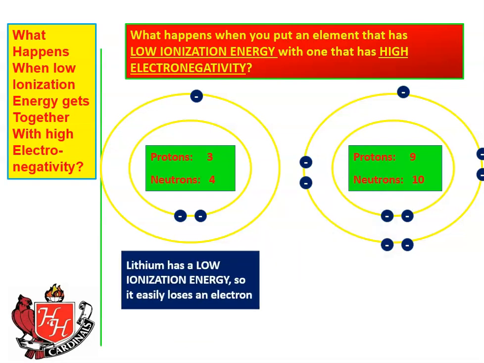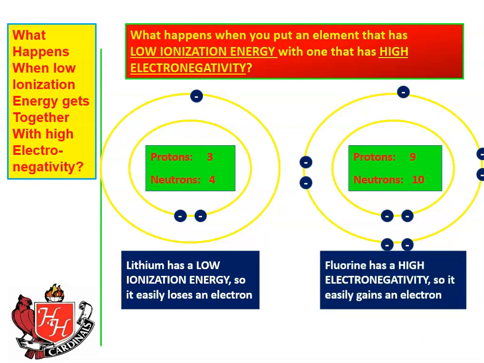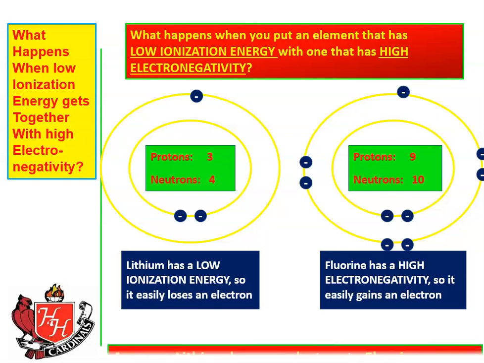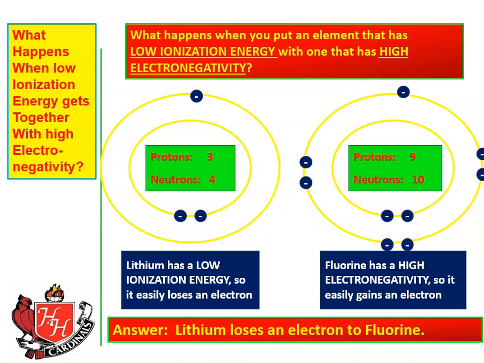Well, the lithium has low ionization energy, so it easily loses an electron. Fluorine has high electronegativity, so it easily gains an electron or pulls in electrons. So the answer is lithium loses an electron to fluorine. Okay, and there it goes. And it slides over there. Okay, so lithium has just lost an electron, fluorine has just gained the electron, and this is an important principle of chemical bonding that we're going to talk about this week.